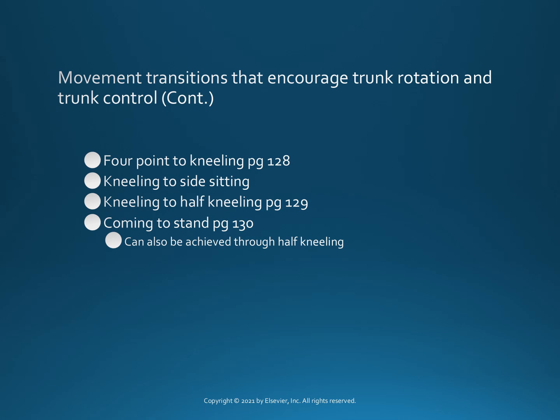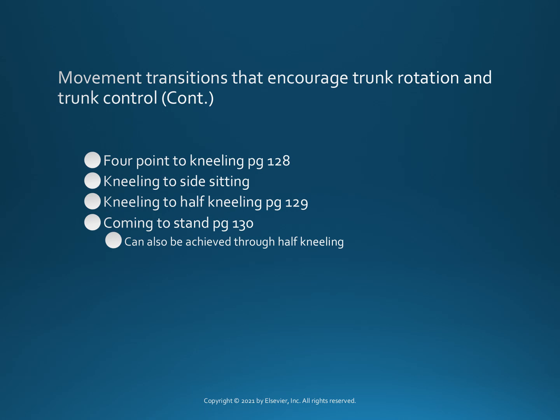Continuing with the movement transitions that encourage trunk rotation and trunk control, we also have 4-point to kneeling on page 128, which I believe is just a progression of the prone to kneeling. Your textbook takes the sequence from prone to quadruped to kneeling, and it has it all in one box there. Kneeling to side sitting, again, doesn't have a picture in your book, but I do believe there's a video on Physio U, and we will practice that in class.